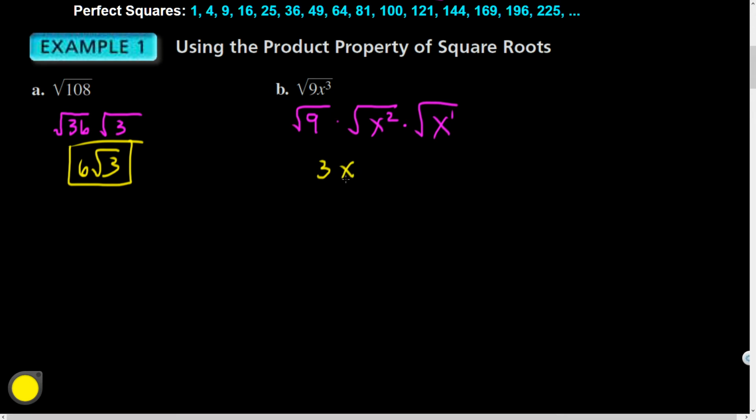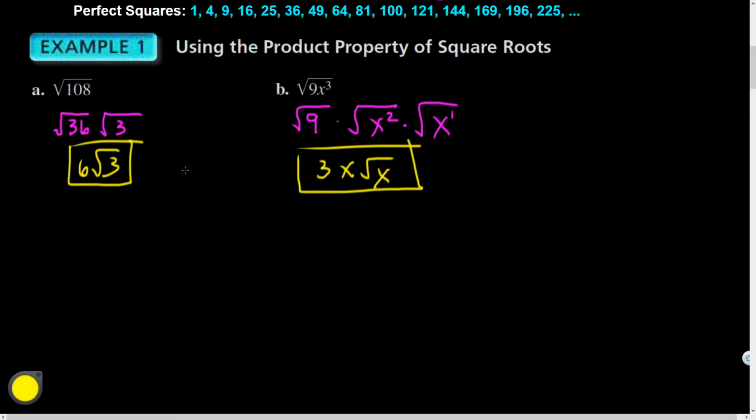We might in a future part of this chapter talk about some different things going on there. And this square root of x can no longer break down. It is in simplest form. And so 3x rad x is what I would end up getting.